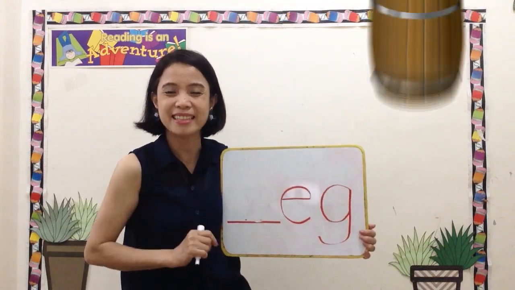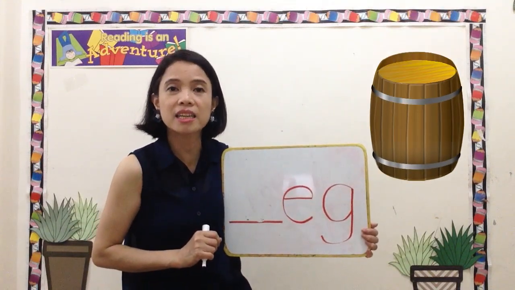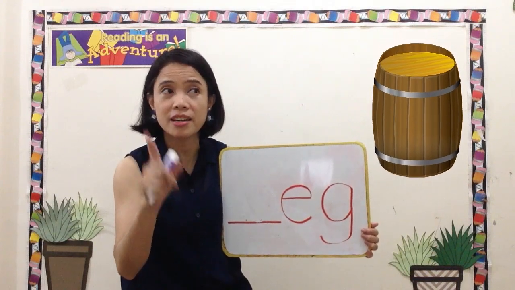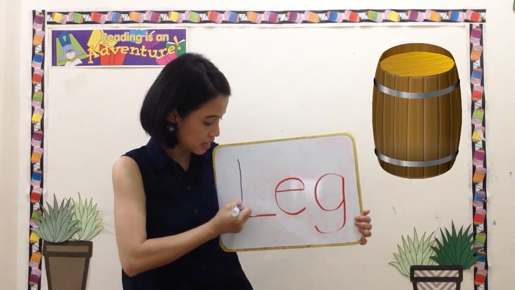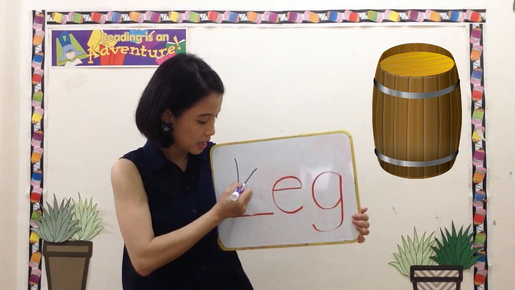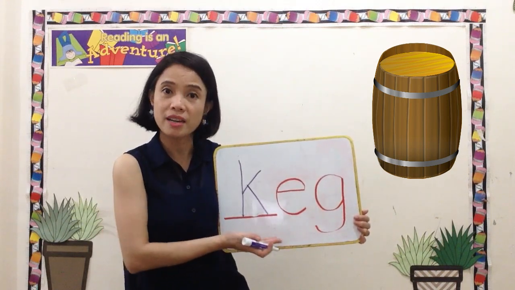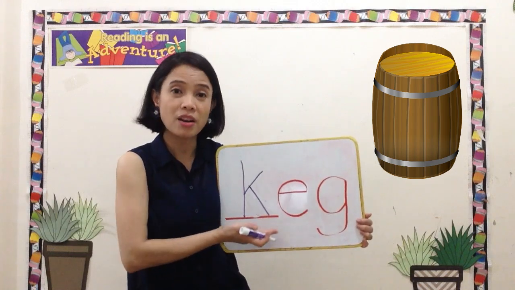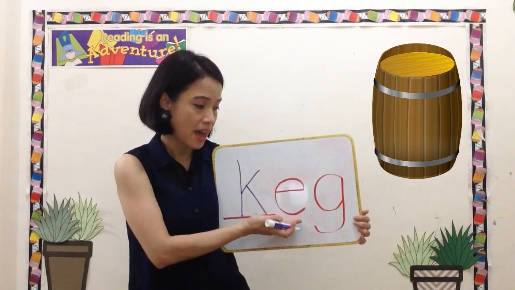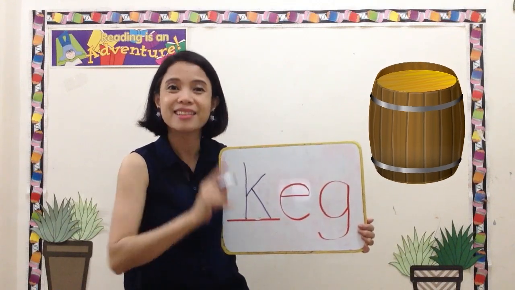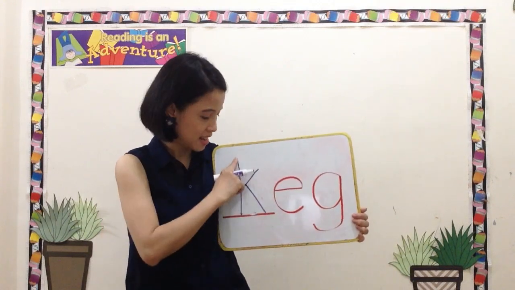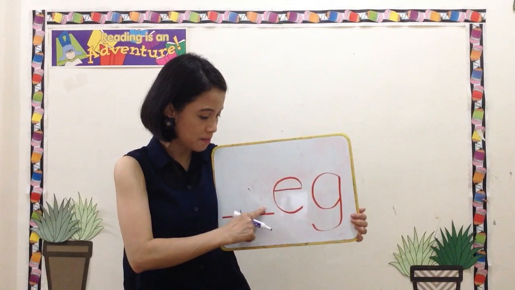Yeah, keg. K. That is letter K. Okay, let's blend the sound. K. Egg. Keg. Let's have the next one.